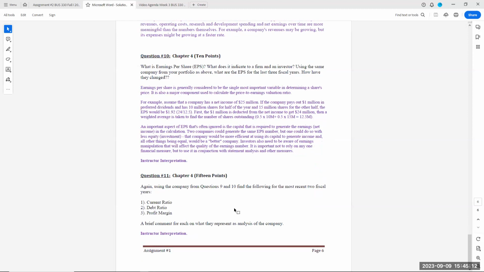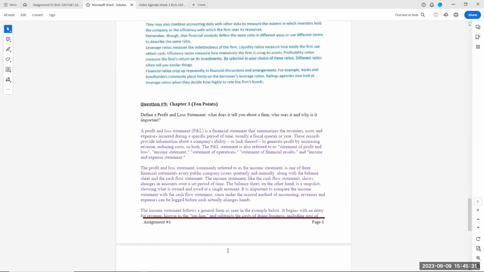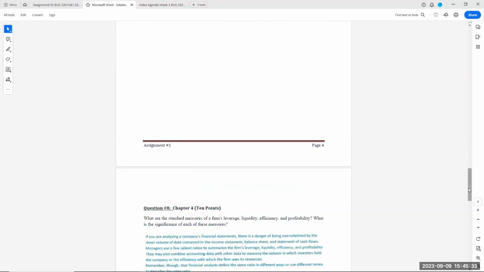Current ratio is an analysis of liquidity. Debt ratio is an analysis of leverage, how much debt is used to acquire assets. Profit margin is the relationship of net income to the sales of the company. So those were the definitions of chapters 1 through 4 in our assignment number 1.